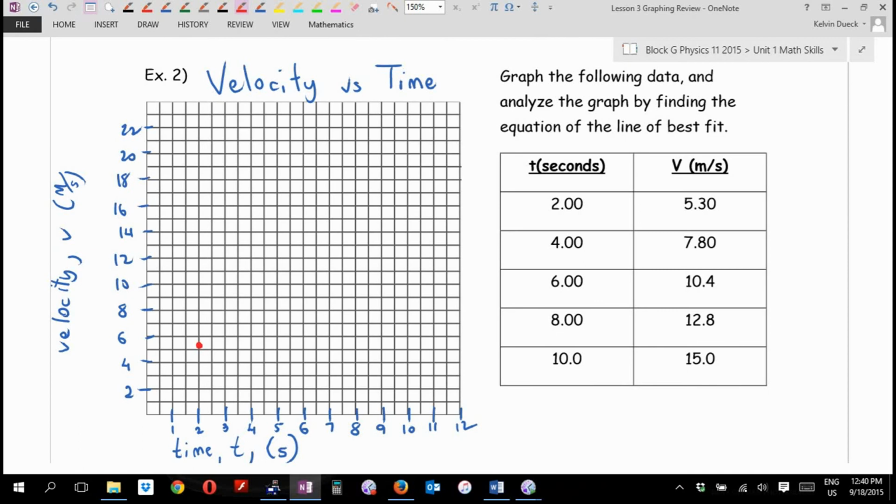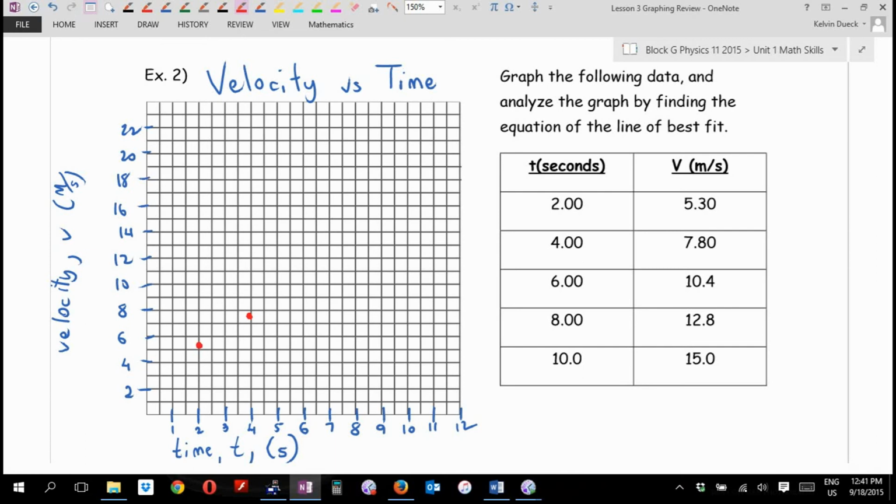Ethan, what's the next point, my friend? 4, 7.8. You are ever so clever. Let's graph that. 4, and then 7.8. Ethan, I think is going to be just below 8, about there. Is that okay?